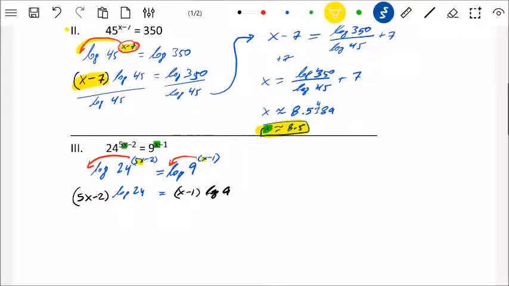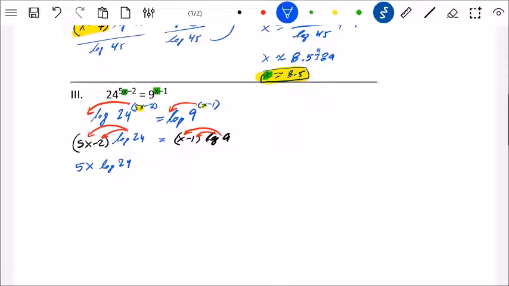So we're actually going to have to multiply the logs in. We're going to have to do log of 24 times both of these, and log of 9 times both of these. So we're going to distribute it. What that does is give us 5x log 24 minus 2 log 24 is equal to x log 9 minus 1 times log 9. Notice where we have the x's here.